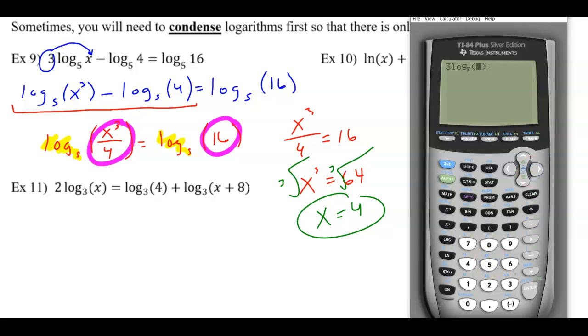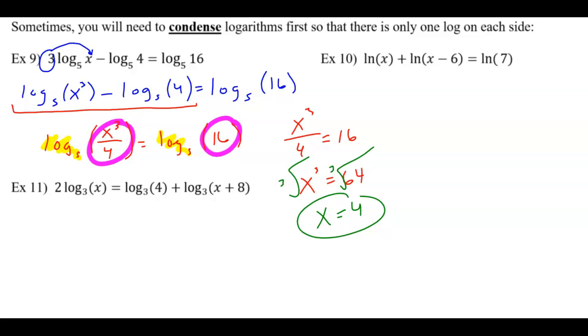And we found out that x is 4 minus log base 5 of 4. And that's the left side, so I can turn that into a decimal. And then the right side is just the original equation, log base 5 of 16. We can see that's the exact same decimal, therefore the left side equals the right side. X equals 4 is the correct answer.